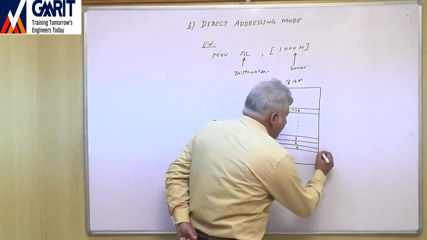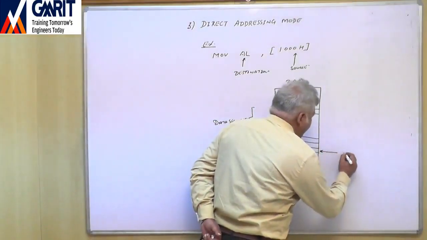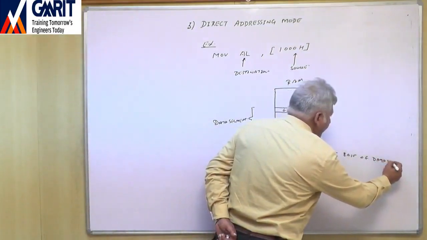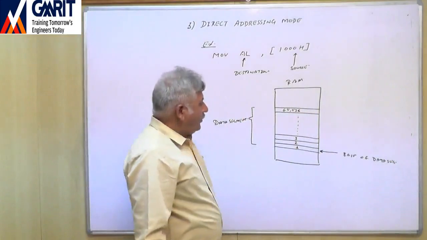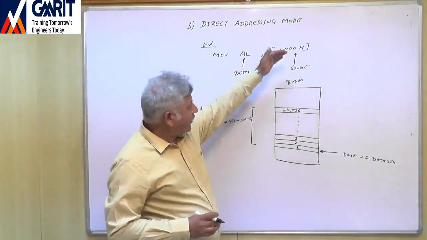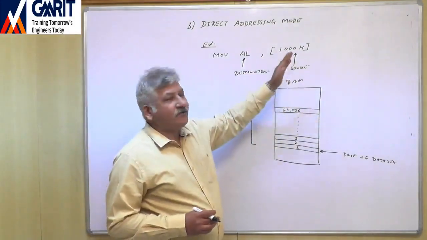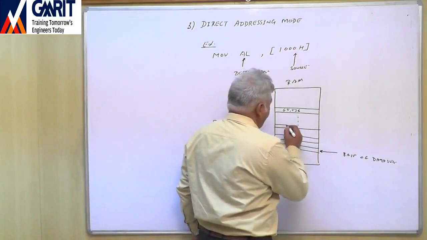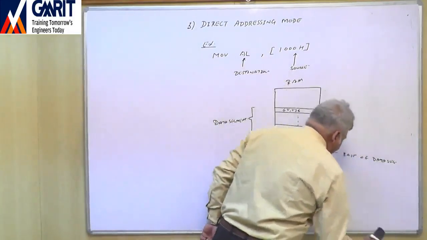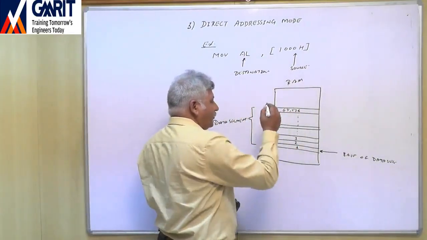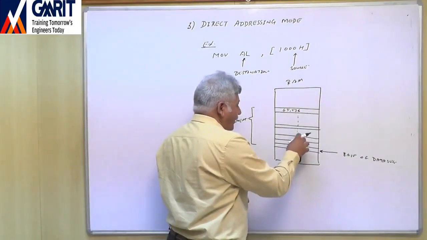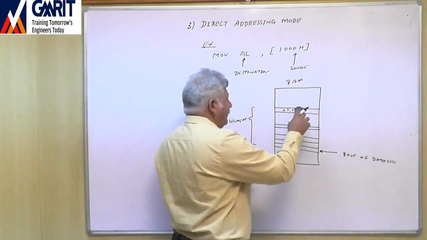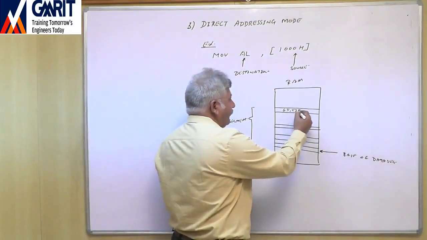Now this is the base of our data segment. Offset address means our data is at 1000H location from this base, right? So suppose, here, what we do: in total there are 65,536 locations, but we write the locations in decimal numbers from 0, right? 0, 1, 2, then in this way this is 65,535. Okay.